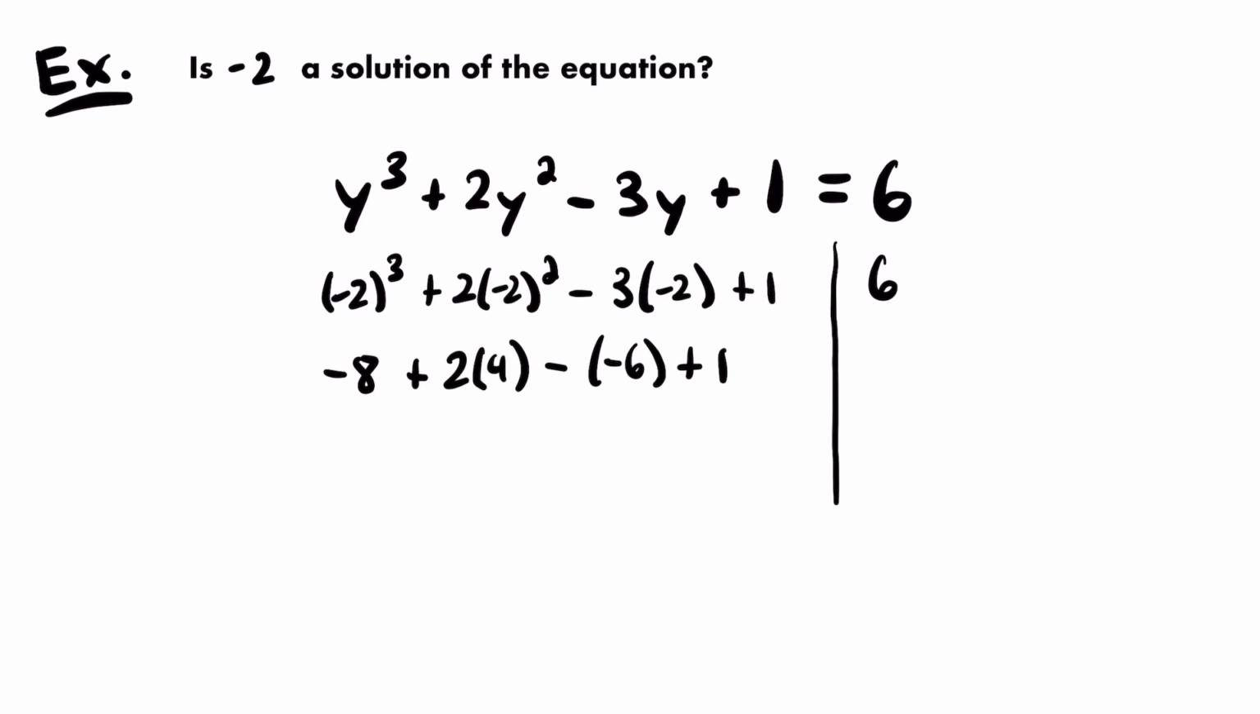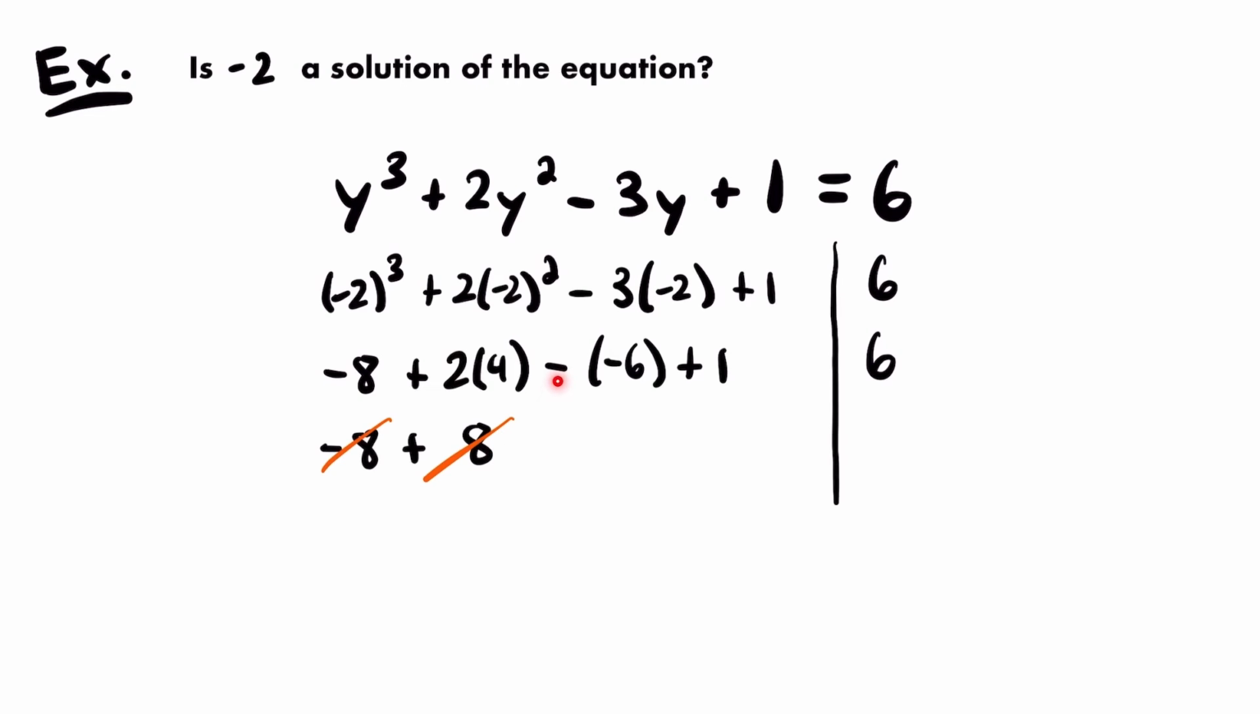And on the other side of the equation, we still have 6. Okay, now simplifying further, 2 times 4 is 8. So we have -8 plus 8, which is interesting because -8 and 8 would combine to be 0, right? So those two terms cancel out, or those two constants cancel out.